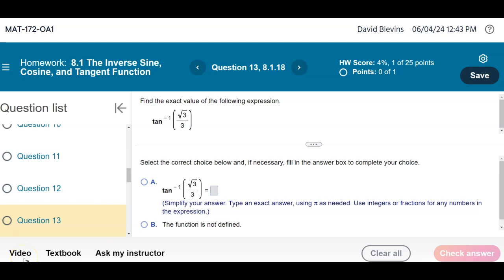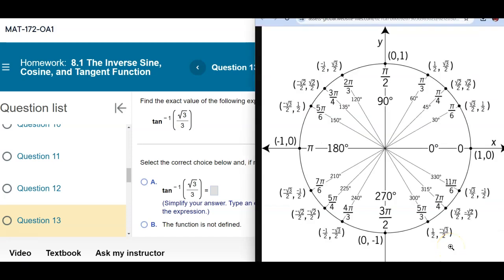Alright, trig class, we're being asked in this problem to find the angle that makes the inverse tangent, that makes the tangent function equal to this square root of 3 over 3 on the inside. Again, on a problem like this, I strongly encourage you to have your unit circle out and ready to go.